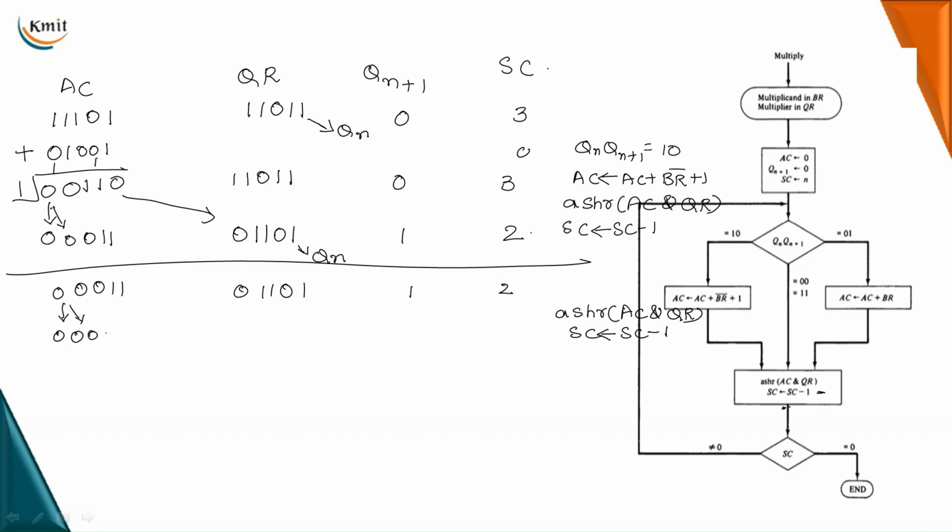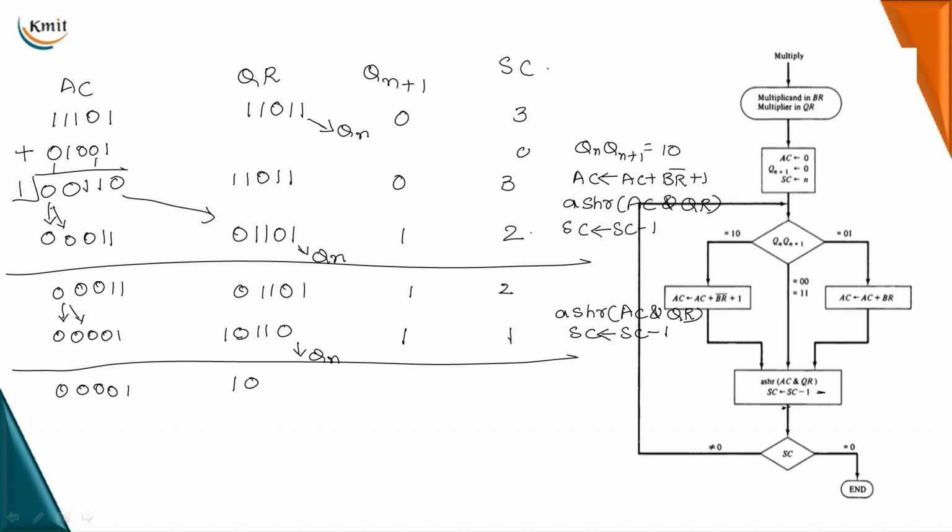Becomes 00001 and this becomes 10110 and Qn plus 1 becomes 1 and sequence counter becomes 1. So again the sequence counter is still not equal to 0. So we again check the values of Qn and Qn plus 1. So the Qn and Qn plus 1 are now a combination of 0 1. So I have to add contents of AC and BR.